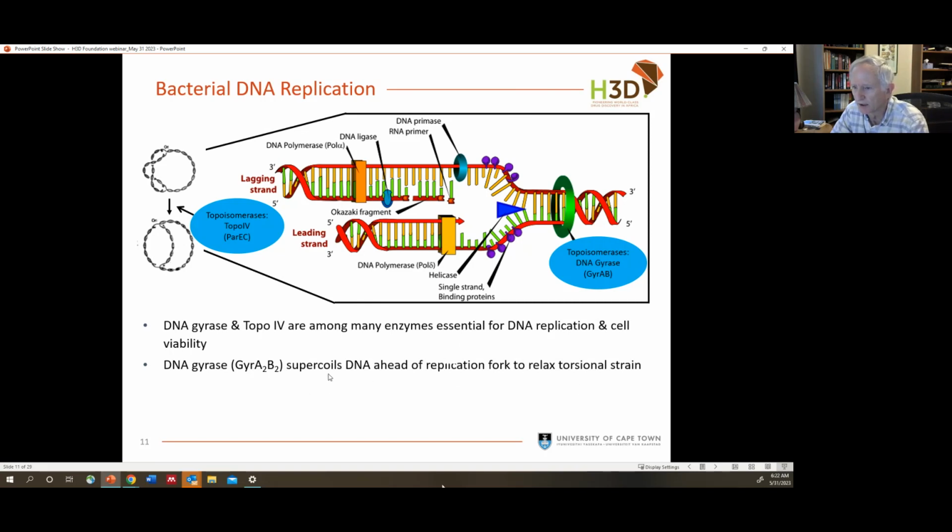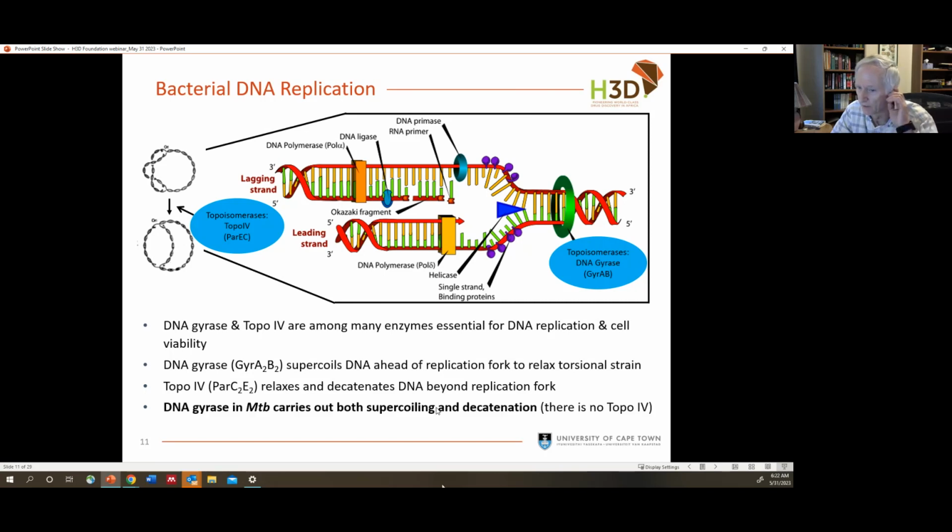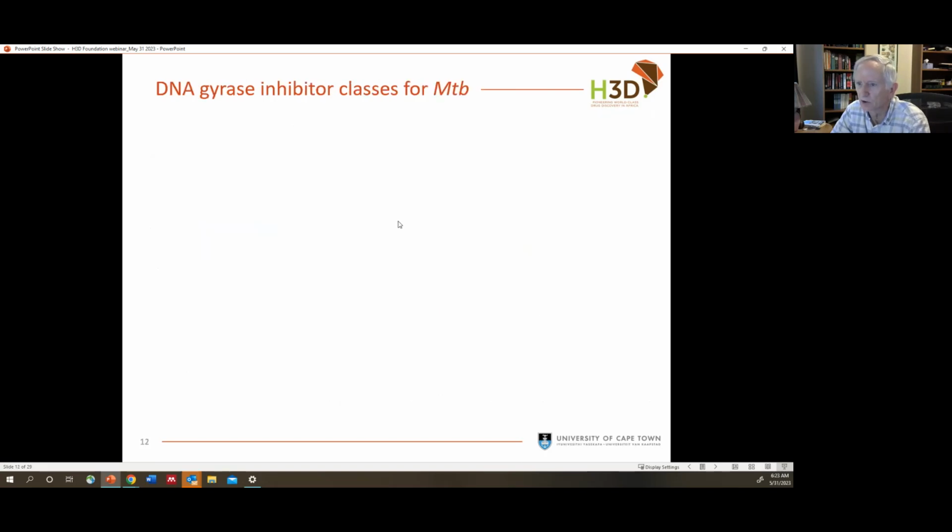And so these are two of many important enzymes that are essential for DNA replication. I had mentioned that DNA gyrase and topo4. In MTB, DNA gyrase carries out both the supercoiling activity, the release of the torsional strain before separating of the DNA strands, and the decatenation, the intertwining of the strands, and allows them to separate out. There is no topo4 in MTB. Now, topo4 and DNA gyrase are highly homologous enzymes. They operate by very similar mechanisms, and even in bacteria that have both topo4 and DNA gyrase, there is some crossover where topo4 can do some of the DNA gyrase activity to a certain extent.